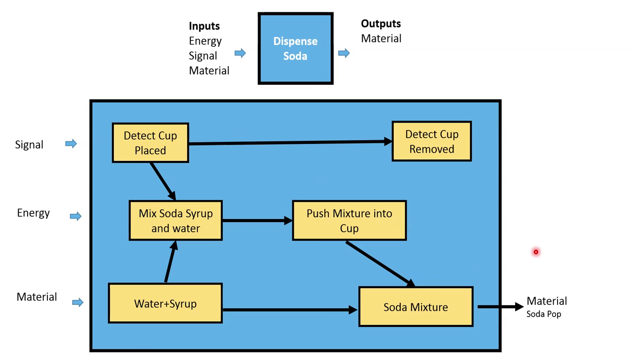If we look at our function diagram here, we can see that we've got two subfunctions in signal, two in energy, and two in material. And next is the design concept phase. What you want to do for each one of these boxes is come up with different ways to detect that a cup has been placed and detect that a cup has been removed, or come up with different ways to mix the soda and different ways to push the mixture into the cup.